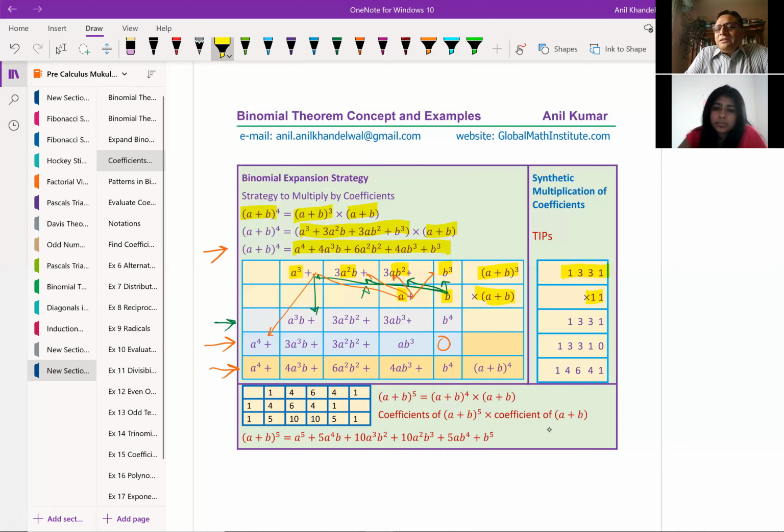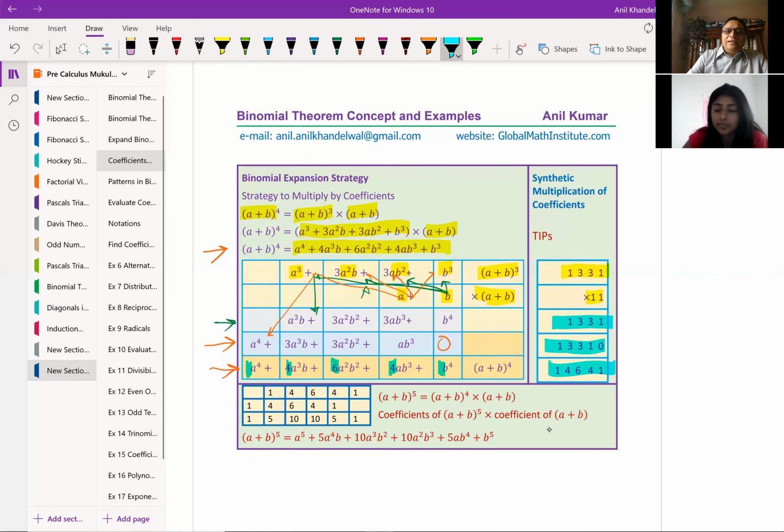1, 3, 3, 1, multiply by 11. Well, simple as that. When you multiply by 11, you get 1331 and 13310, correct? Because that is how you do multiplication with 11. Perfect. Add them up. When you add them up, you get 14641, which exactly matches with your result. Oh, that's so cool. Yeah. So simply put, the coefficients multiplied by 11.